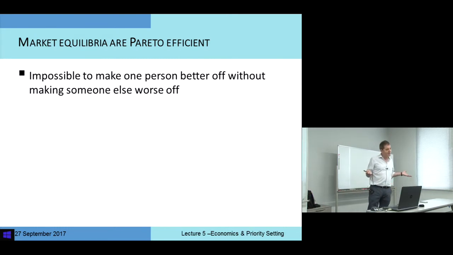And that seems, or that's argued, of course it's an ethical, judgmental issue, to be a good thing. If you're in a position where you can't make anyone better off without someone becoming worse off, you can see how in some sense that's quite a good position. Much better than being in a position where by making this change we can make someone better off without anyone being worse off.